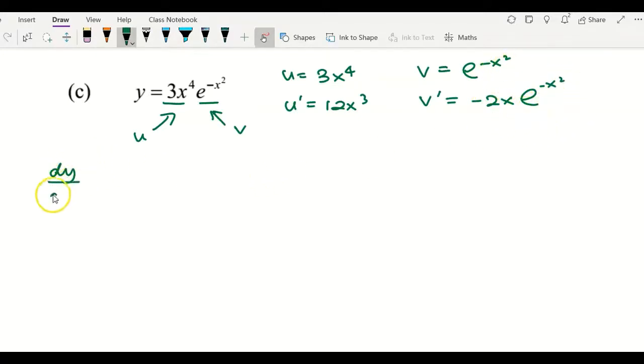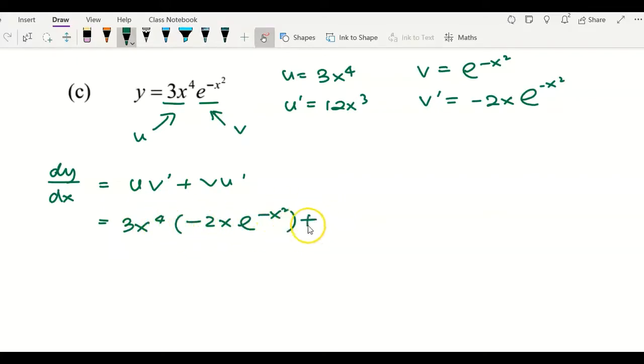Then proceed to the product rule: u v prime plus v u prime. u is your 3x power of 4, and the v prime is negative 2x e power of negative x squared, plus v u prime. v u prime is e power of negative x squared multiplied by u prime, 12x cubed. Then now we have two terms over here.